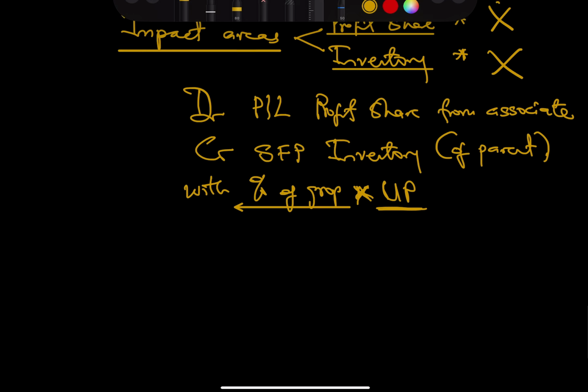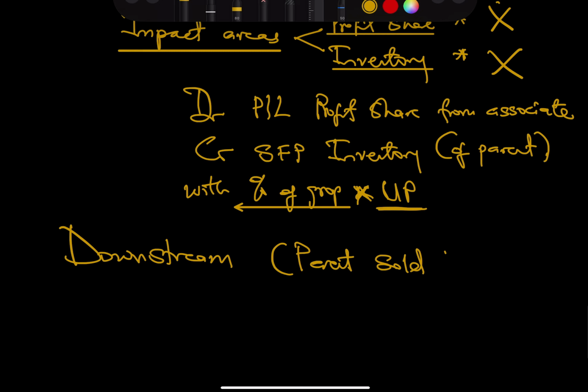The other part is the downstream. If you have downstream trading, here it means the parent sold to the associate.